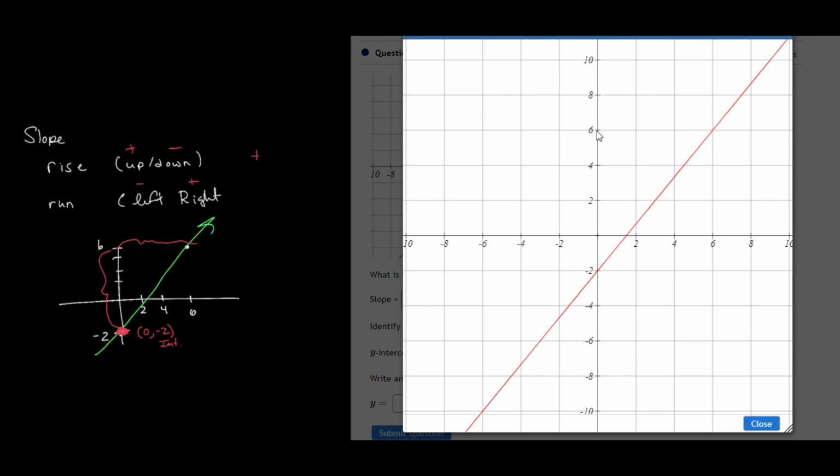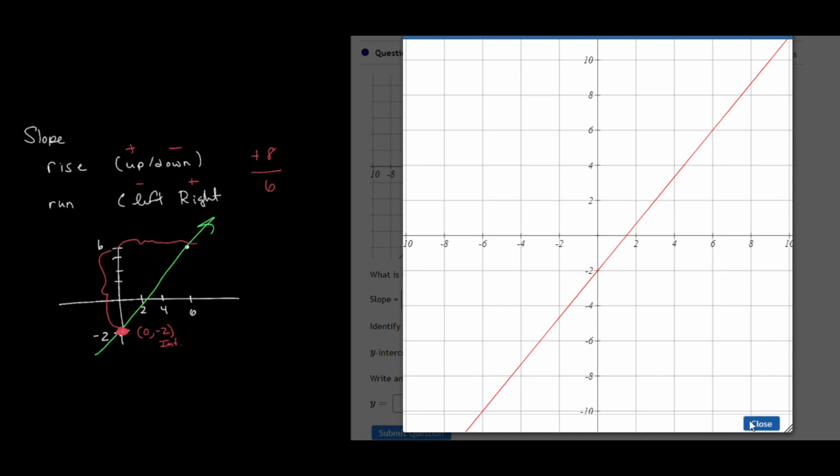So I'm going up 8, and then how far am I going to the right? And again, the right is positive. So I'm going over 1, 2, 3 boxes, but because my scale is 2s, you could really say it's 2, 4, 6.